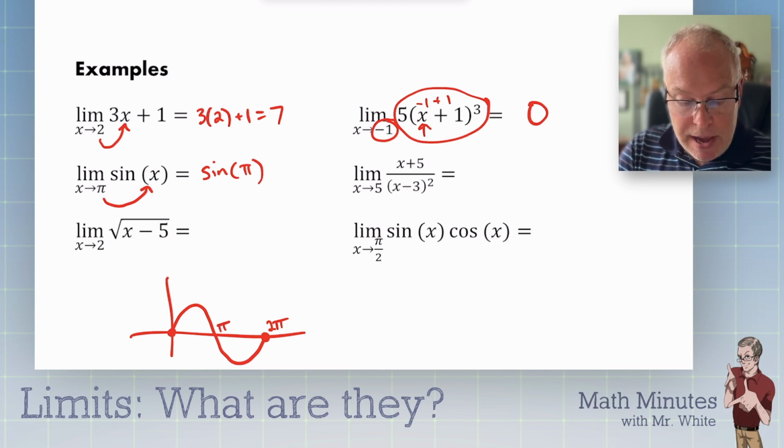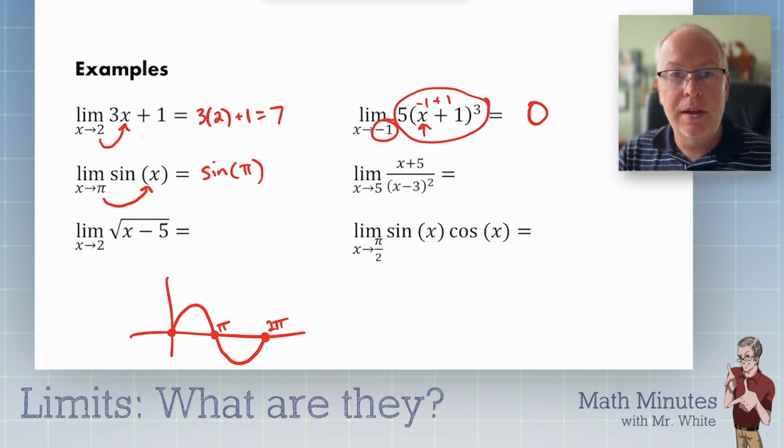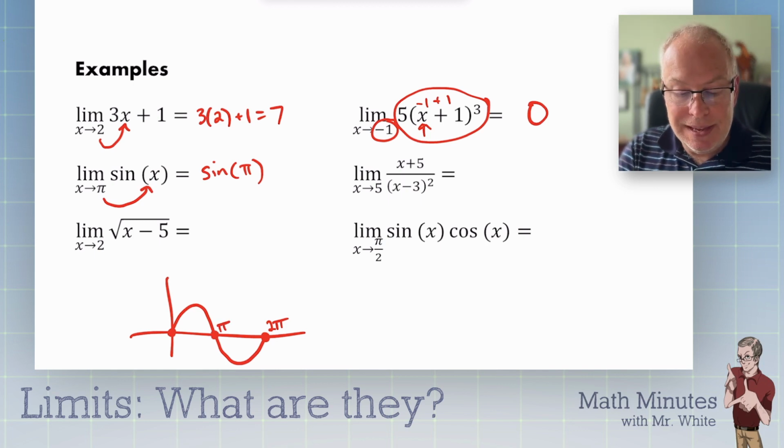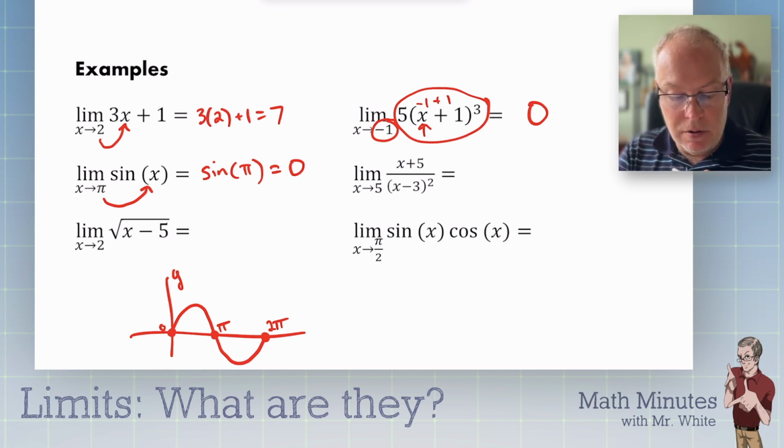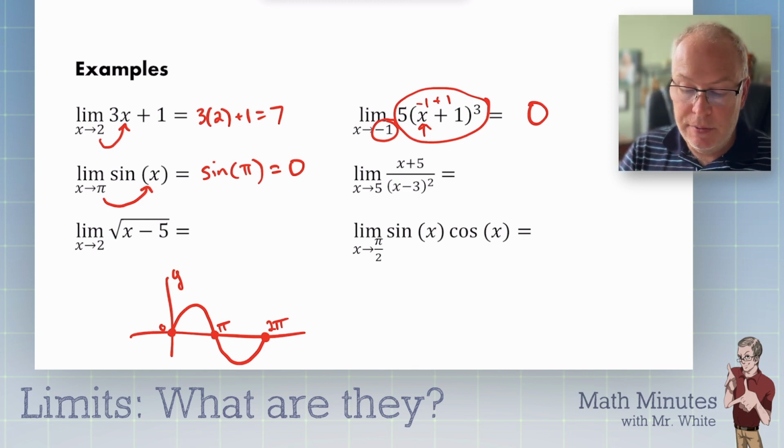So here is pi in the middle. What is the sine of pi? It's 0. You see the y value. Here's the y-axis. All right, and it's approaching y equals 0 at x equals pi. Easy peasy. There we go.